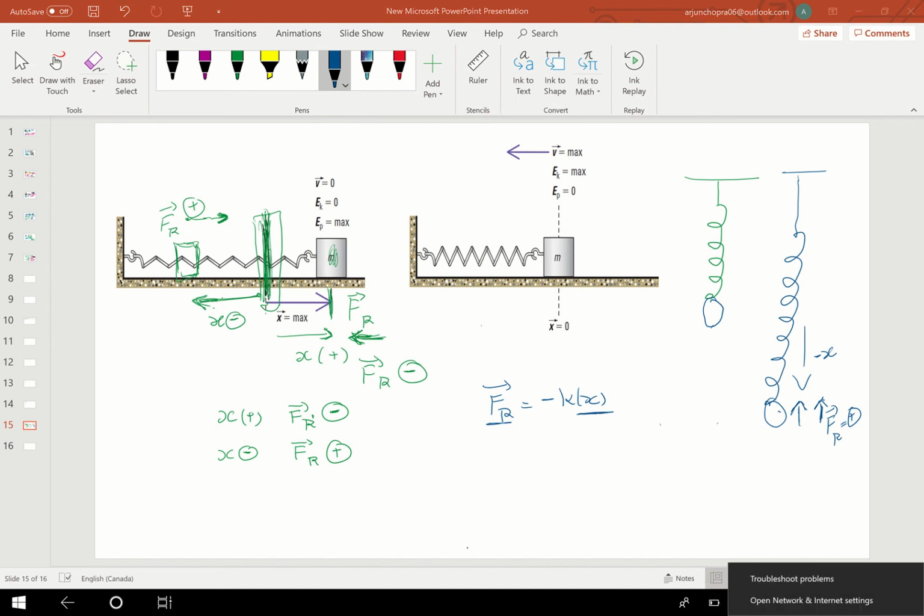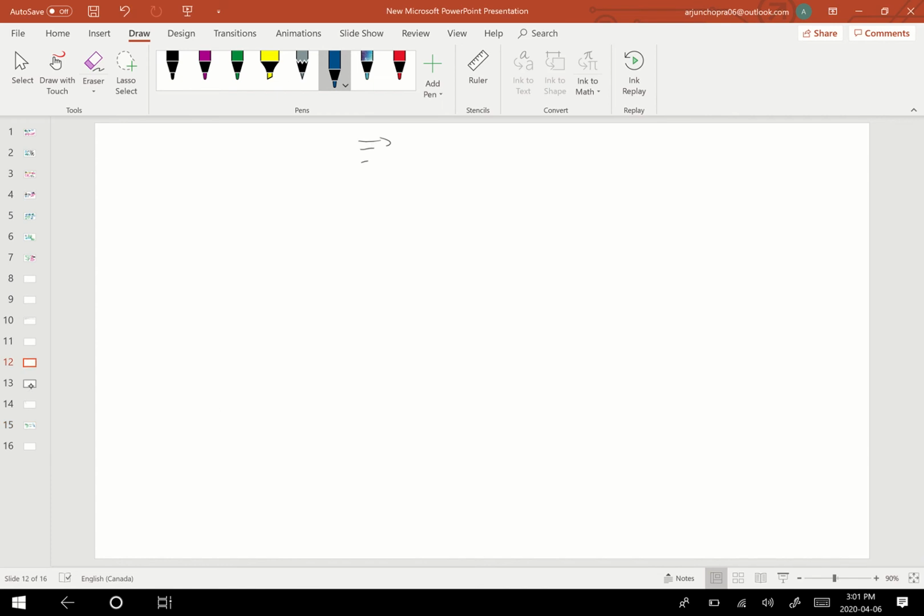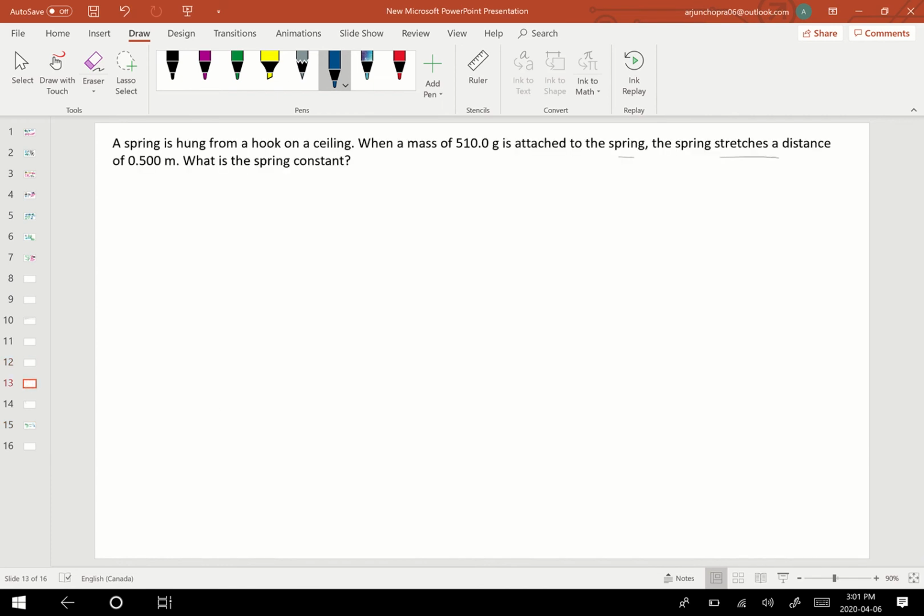Okay, and now let's take a math problem on this concept. A spring is hung from a hook on a ceiling. When a mass of 510 grams is attached, the spring stretches a distance of 0.5 meter. What is the spring constant?